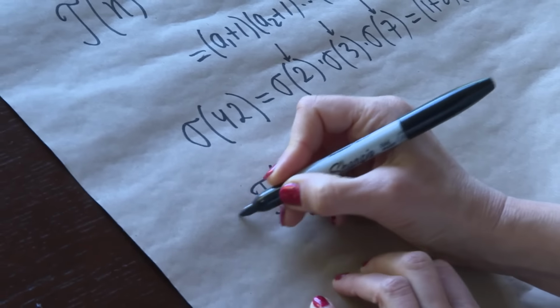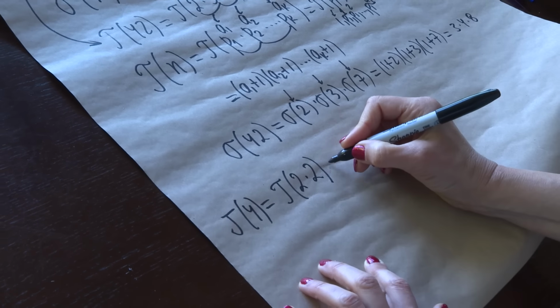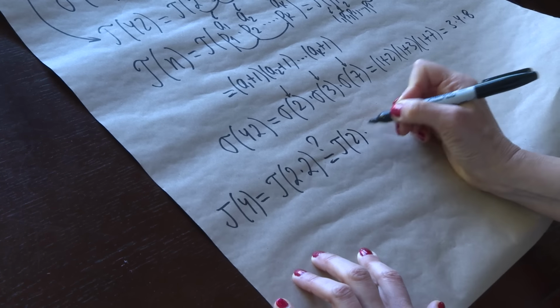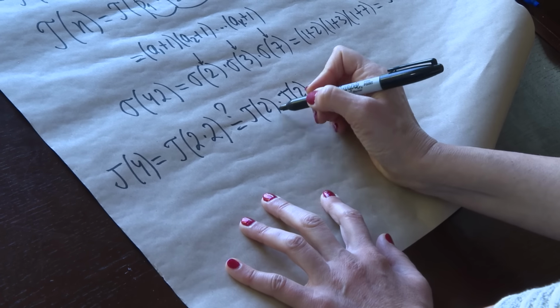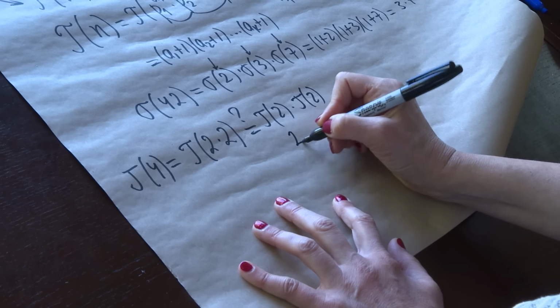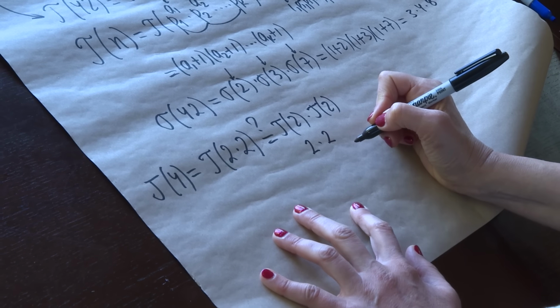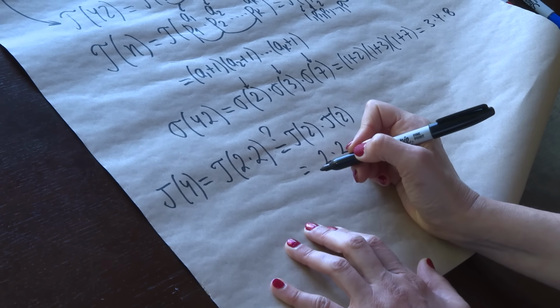So if I attempt to find tau of 4, as we see, is this going to be equal to tau of 2 times tau of 2? Well, let's see. How many divisors does 2 have? Well, 1 and itself. How many divisors does 4 have? Is it 4? No.